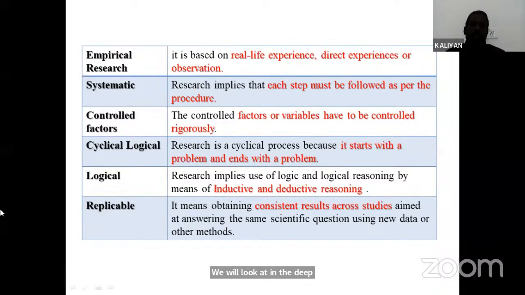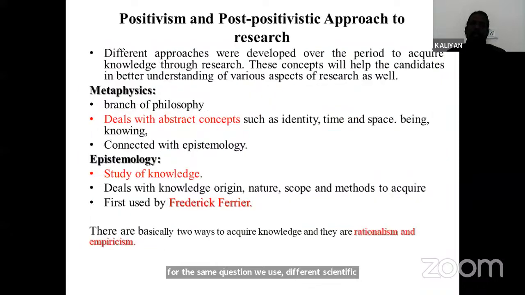And the last one is replicable. Replicable means obtaining consistent results across studies. It aims at answering the same scientific question with new ideas, new data or other methods. So for the same question we use different approaches or new data or other methods, that is called replicable. And next is the positivism or post-positivist approach to the research.